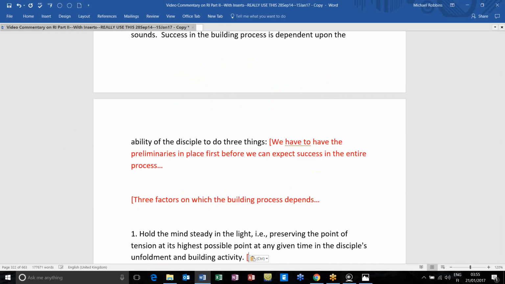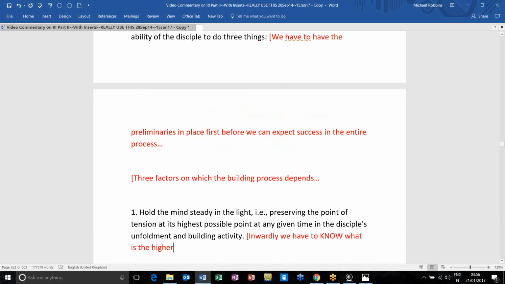Inwardly, you might say, we have to know what is the highest point of tension for us.